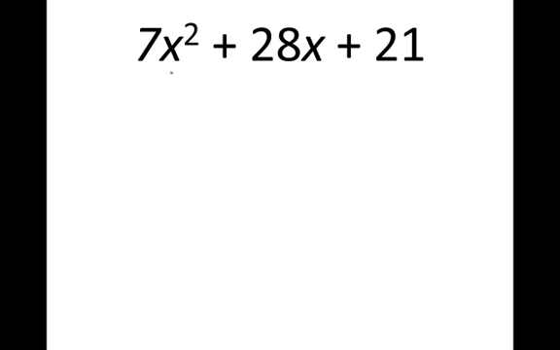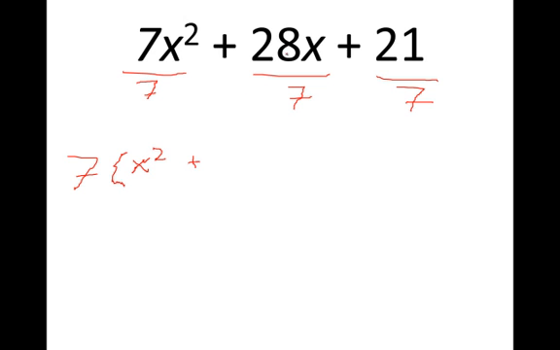Alright, so here I have 7x squared plus 28x plus 21. So I could see here that I could factor out this 7, or I could divide each term by 7. So now I'm going to have a 7 outside the brackets, and then work each monomial by itself. 7 divided by 7, that's going to give me 1, so I'm just going to be left with this x squared. Add 28 divided by 7, that's 4. And then 21 divided by 7, that's 3.